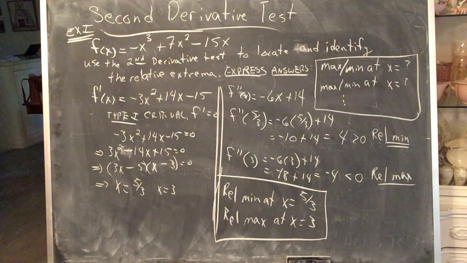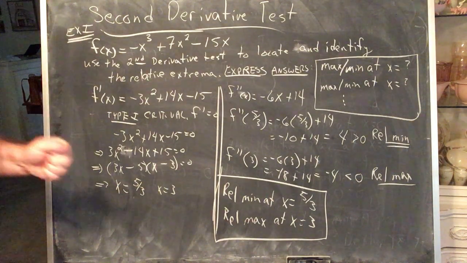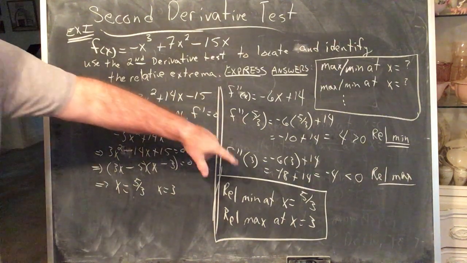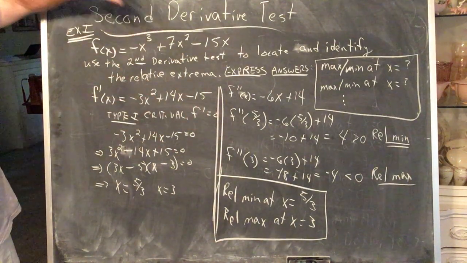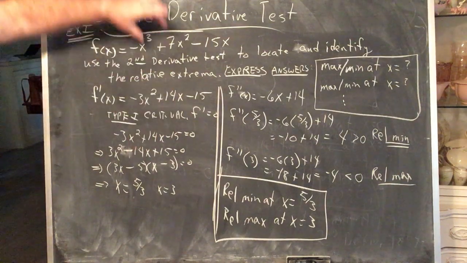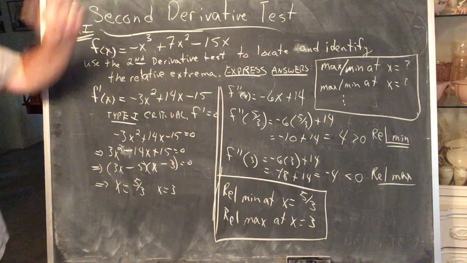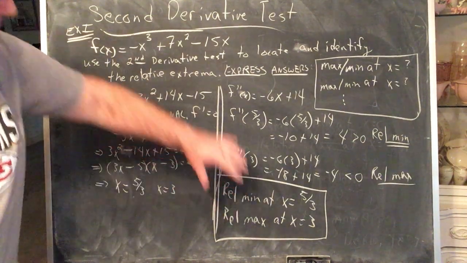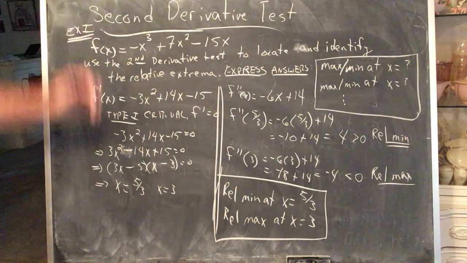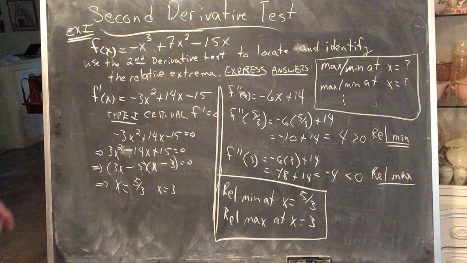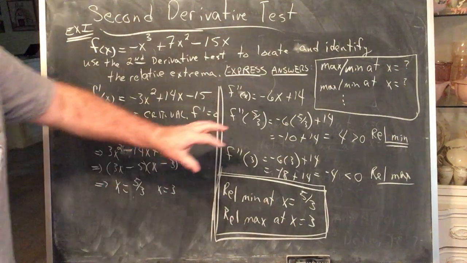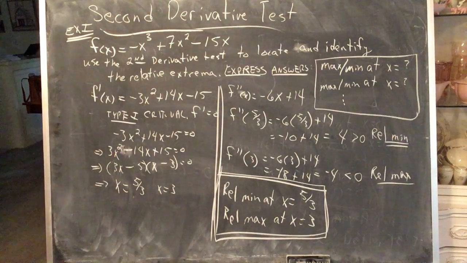If for some reason you actually needed the coordinates, 5/3 comma number, you would take 5/3, place it into the original function, and evaluate that. That's going to be a bit of a hassle here. It could be done, particularly if you had a nice calculator with you. And similarly, if you needed 3 comma number, you could take 3, substitute it into here, and get whatever number you needed. For our purposes, it suffices to express your result as x equals value and x equals value.